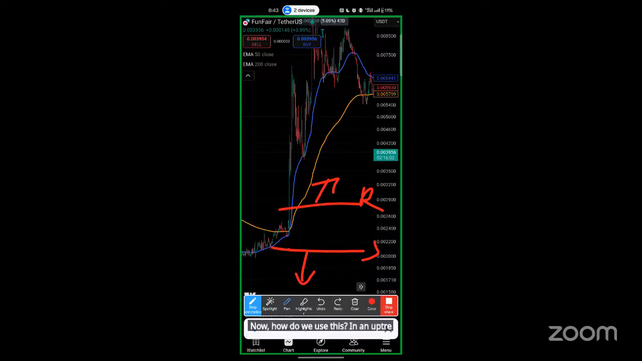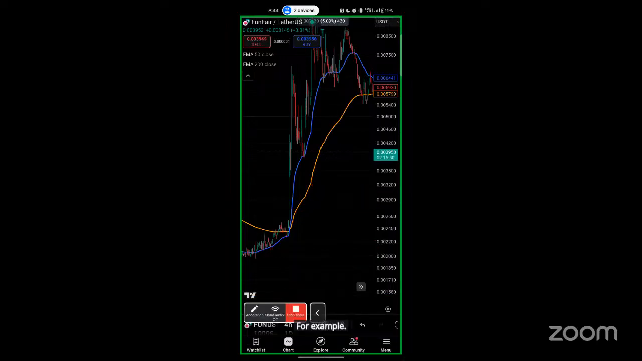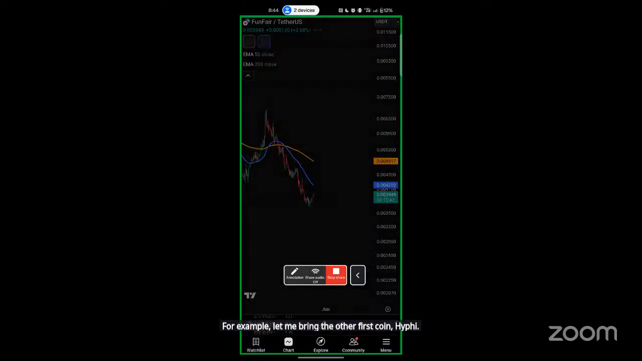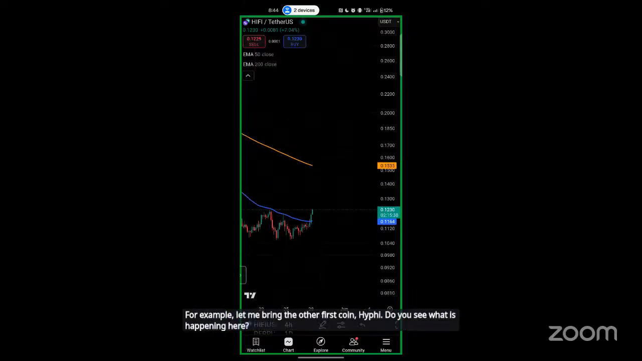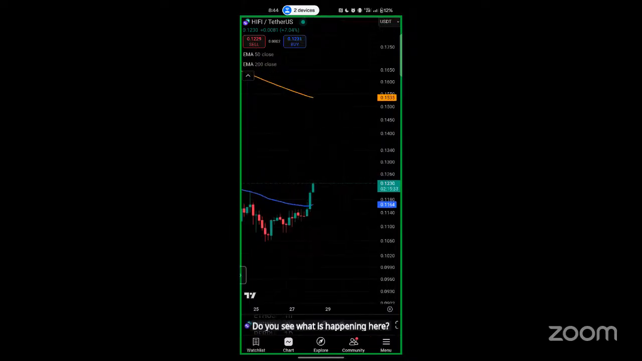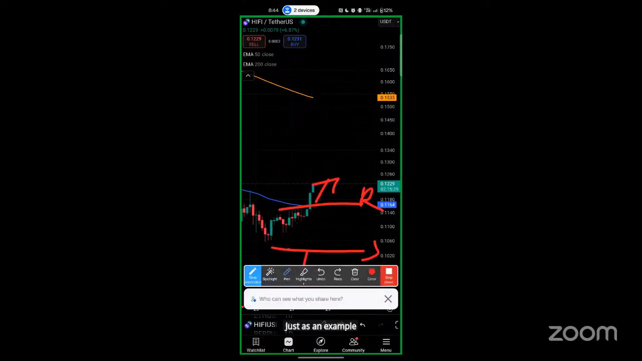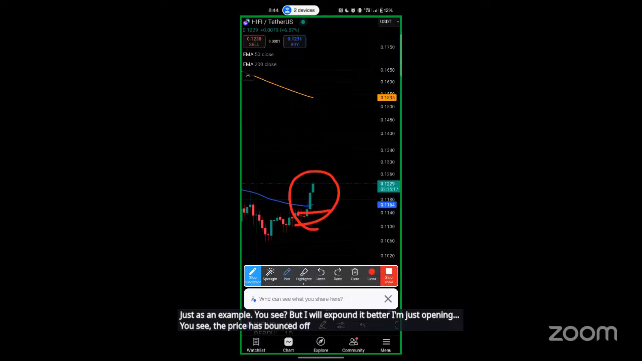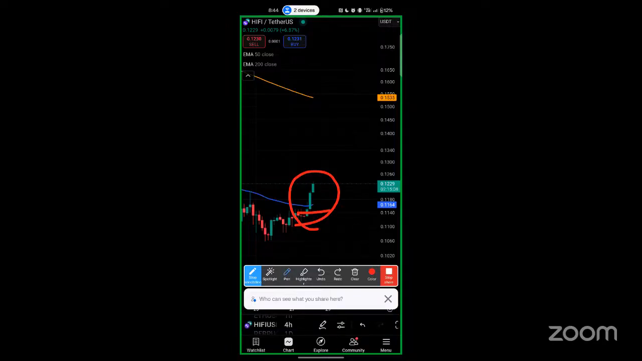In an uptrend, if the price bounces off a 50 moving average, for example, let me bring the other first coin, HIFI. Do you see what is happening here? Just as an example. But I will expound it better. The price has bounced off this, meaning that this line is acting as a support. Is that clear? It is acting as a stepping stone.